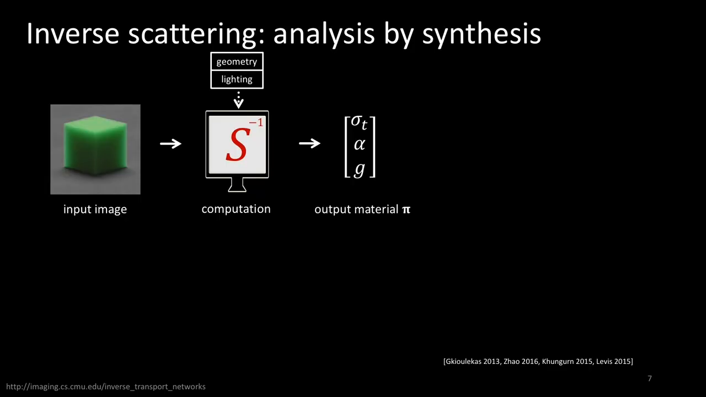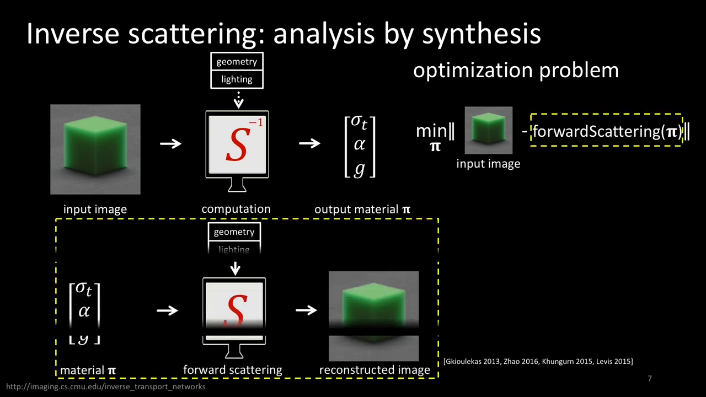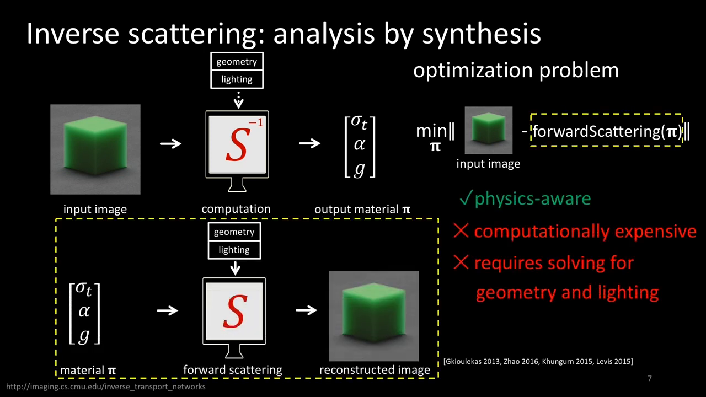As we mentioned earlier, we are interested in the inverse process of mapping images to material properties. We can broadly categorize such inverse scattering techniques into two large groups. The first is analysis by synthesis techniques, which optimize for material parameters that, when combined with forward scattering simulation, produce images that match the inputs. Because we rely on forward scattering simulation, analysis by synthesis techniques are typically very accurate, but also very computationally expensive and require additional knowledge of the scene, geometry, and lighting.